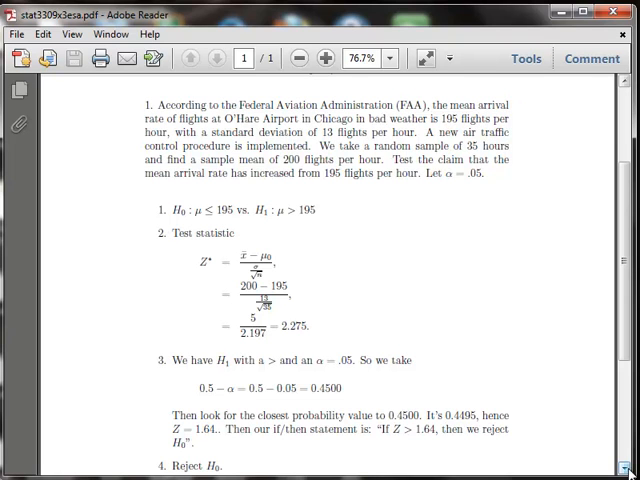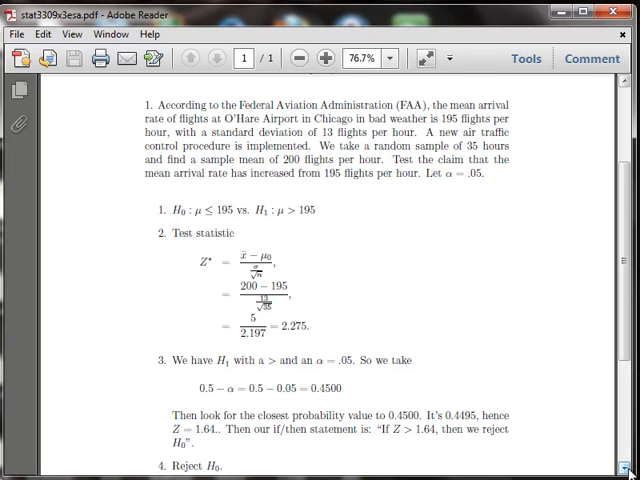So in step 3, you think about what you had in H1, and the symbol there was greater than. You also know that your alpha is 0.05. So what we're going to do is take 0.5 minus alpha, and that's 0.5 minus 0.05, and that gives us 0.4500, which is a probability. So you're going to look for the closest hit to the 4,500, and that's 4495. Then the z that's attached to that is 1.64.